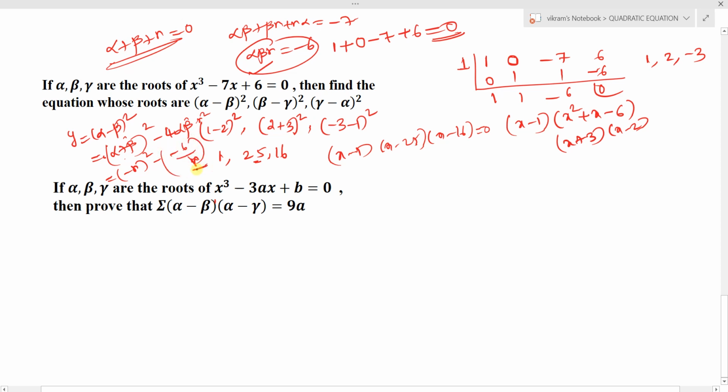Now substitute this in the given cubic equation. You will get the result in terms of y.